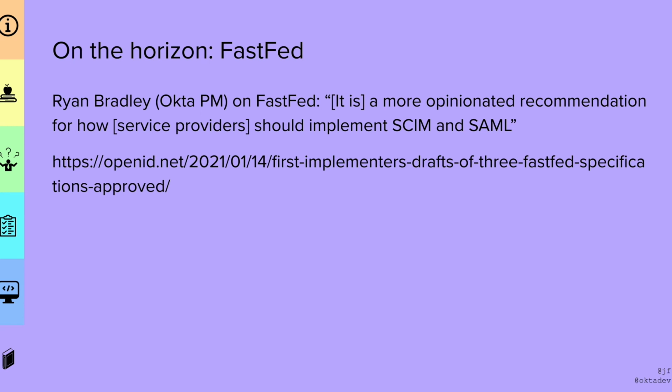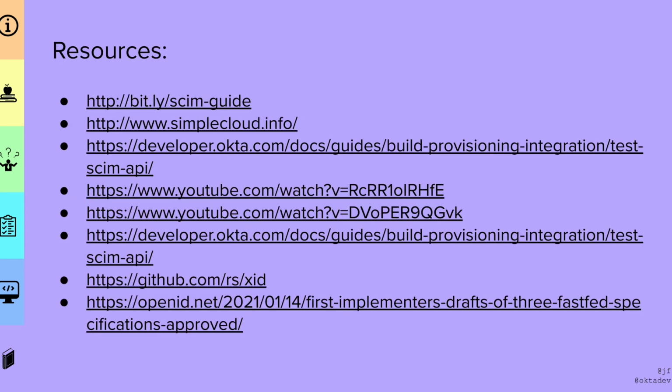So the FastFed specification is a set of best practices, very opinionated around what you should do. This is just going to make it a lot easier for both service providers and identity providers to integrate with each other with a minimum of fuss. It's still in the early stages. We haven't started working on it, but it's something that we're following. Just wanted to put it on your radar so that you can know about it if you're going to be implementing SCIM. All the resources that I mentioned in this talk are all here in nice clickable links.